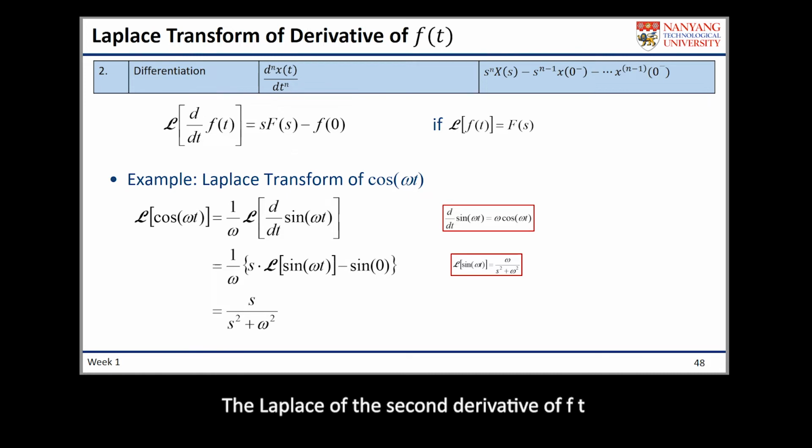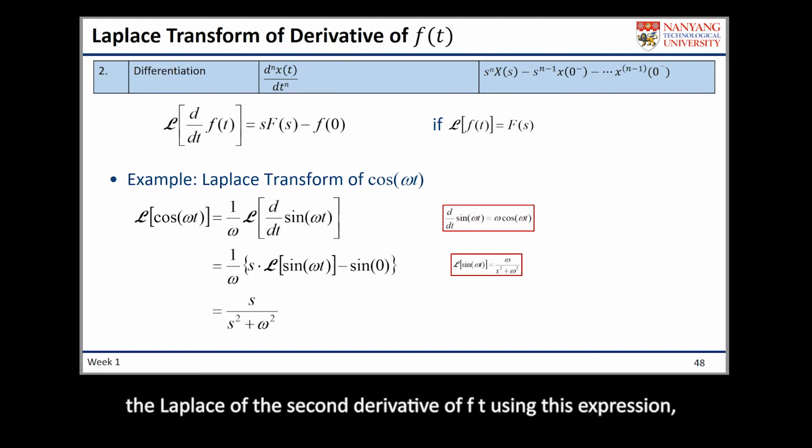The Laplace of the second derivative of f(t) will be equal to s squared F(s) minus s times the function of t when t is equal to 0, minus the first derivative of f when t is equal to 0. If I know the function of t and I know the Laplace of f(t), which is F(s), I can also find the Laplace of the second derivative of f(t) using this expression.